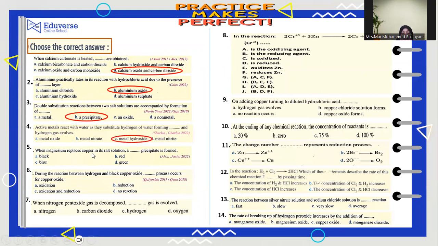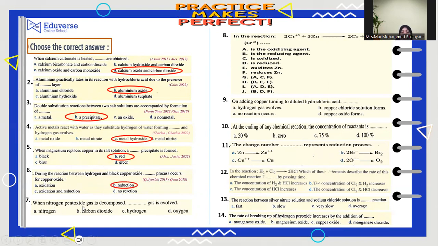When magnesium replaces copper in its salt solution, what precipitate is formed? Okay, magnesium plus copper, but copper what in its salt solution? Like copper sulfate. So it will give magnesium sulfate plus copper, which is red in color. During the reaction between hydrogen and black copper oxide, what process occurs to copper oxide? Copper oxide is the oxidizing agent, the rich guy, which will give oxygen to hydrogen. So what will happen to it after giving away the oxygen? It will be reduced. So the reduction process takes place.